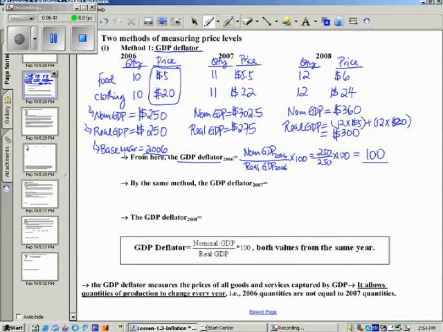Let's do the same thing for the year 2007. So nominal GDP 2007 divided by real GDP 2007 times 100. We know what the numbers are from above. Nominal GDP is 302.5. Real GDP is 275 times 100. This will turn out to be 110.